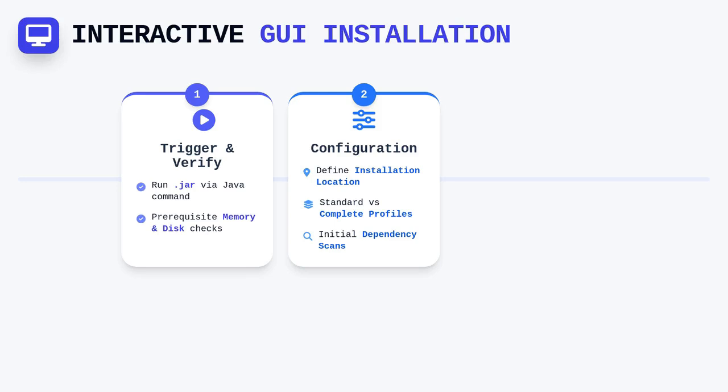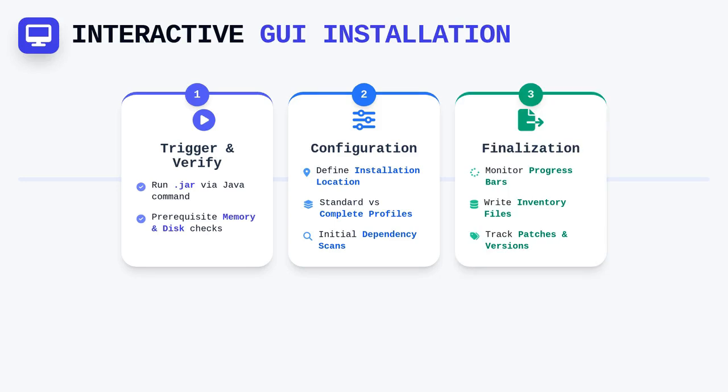While this is intuitive for those familiar with Oracle products, it is important to remember that the GUI is merely a layer on top of the underlying command line implementation. You should observe the progress bars carefully to ensure that the inventory files are written correctly, as these files are what Oracle's global inventory daemon uses to track your patches and component versions.